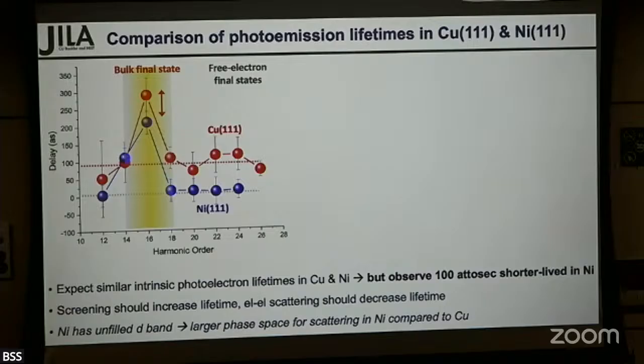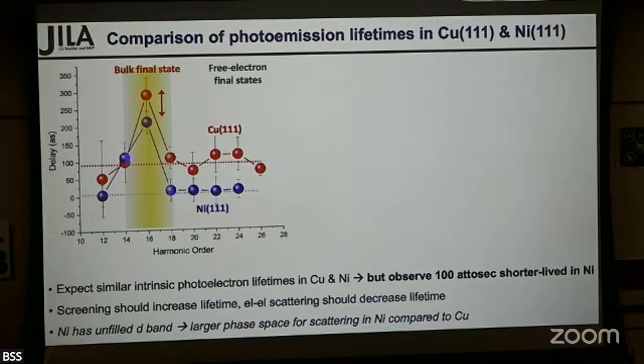We wondered, well, why would they be so different? Of course, the resonant line widths are different. So that's to do with the band structure, or the excited state band structure, in copper versus nickel. But this was interesting because this was supposedly a free electron final state. And the 100 attosecond difference meant it was all electronic. It had to be, there's nothing else that can contribute in a 100 attosecond time difference.